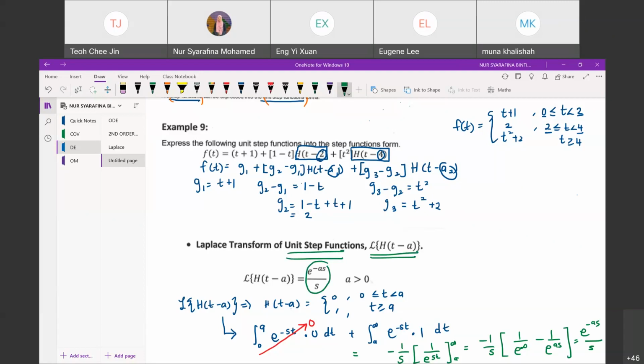Then, if you have a piecewise function like we have previously, what you have to do is first convert to unit step function, then you can use this property of transforming unit step function, instead of integrating it one by one. Is that clear?